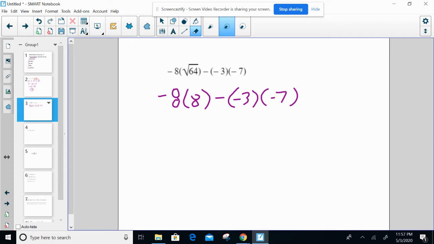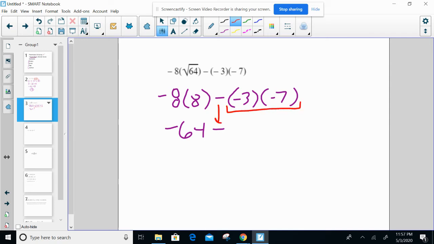All right, so now we deal with multiplication and division. No division, so let's do the multiplication. -6 times 8 is -48, minus, and then again, make sure that you're keeping track of your signs. That minus comes down, and then this -3 times -7 is going to give you 21, positive 21. Negative times a negative is a positive. All right, -48 minus 21, -69.